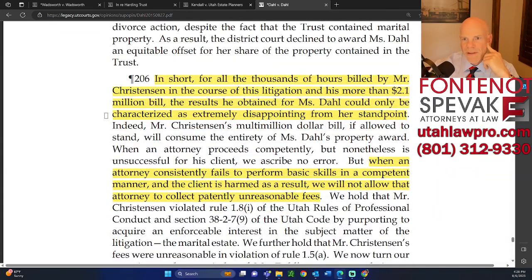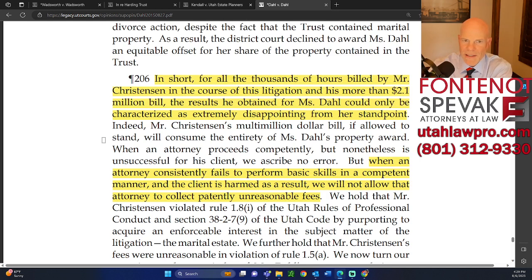In short, for all the thousands of hours billed by Mr. Christensen in the course of this litigation and his more than $2.1 million bill, the results he obtained for Ms. Dahl could only be characterized as extremely disappointing from her standpoint. When an attorney consistently fails to perform basic skills in a competent manner and the client is harmed as a result, we will not allow that attorney to collect patently unreasonable fees.